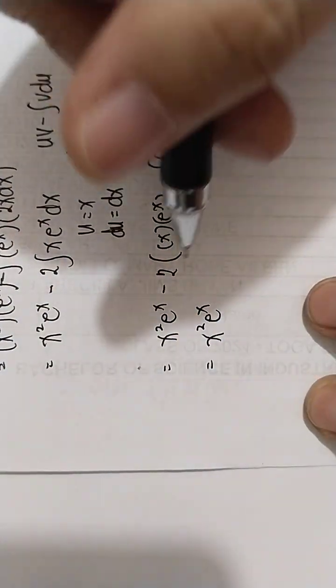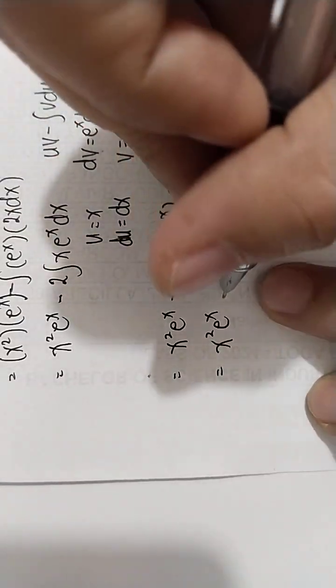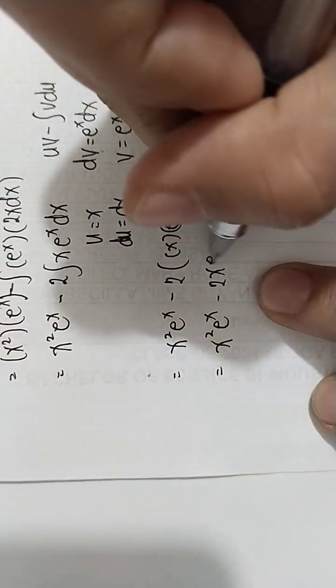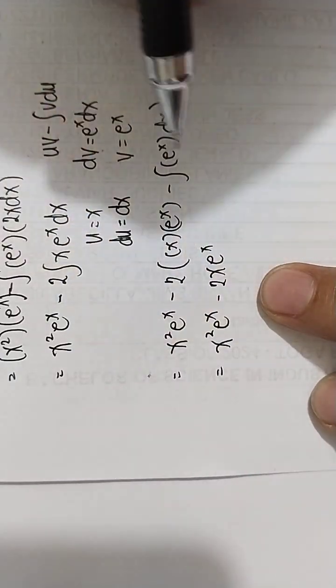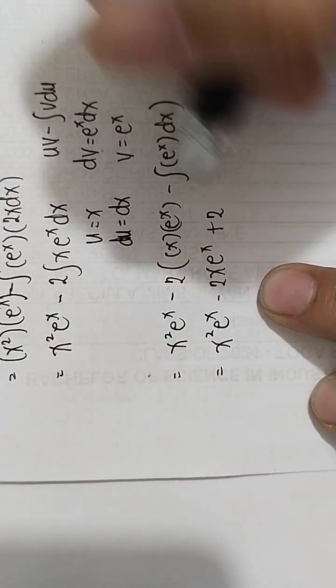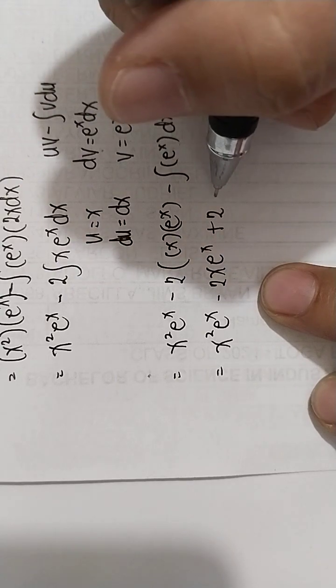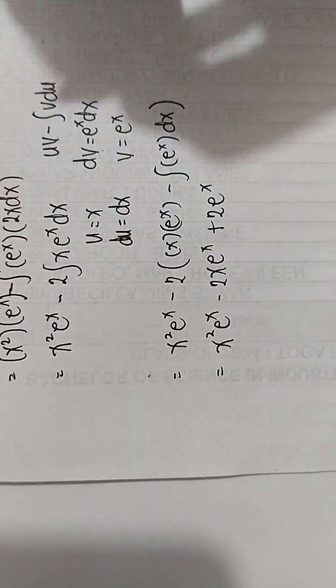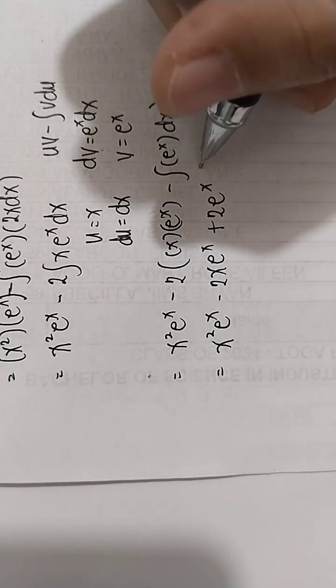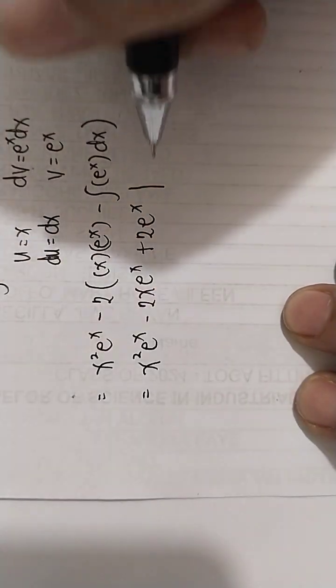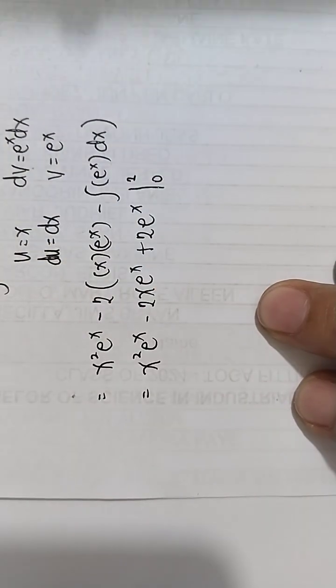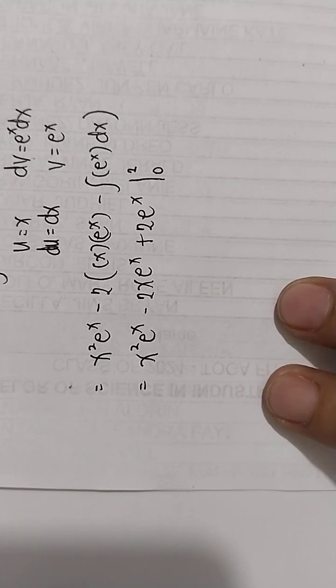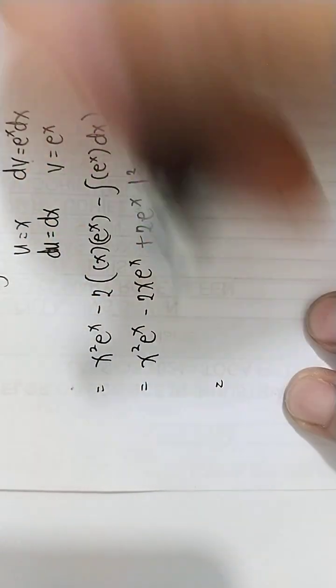Okay, rewrite x squared e raised to x, and then negative 2 times x e raised to x, that will be negative 2x e raised to x. Then negative times negative, you have positive 2. If you integrate e raised to x dx, you will have e raised to x. But take note, this is a definite integral with limits from 0 to 2. So we have to put 0 to 2 instead of plus c, and we have to solve it.